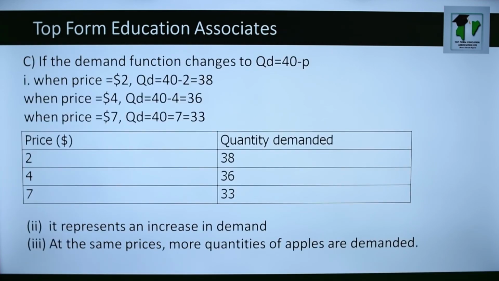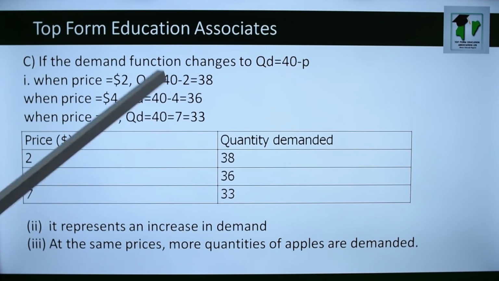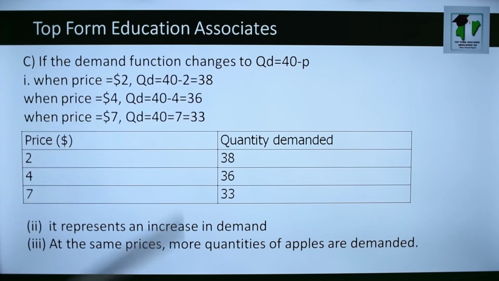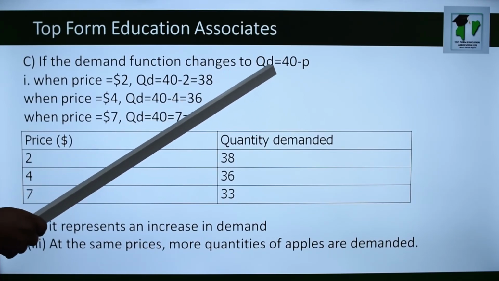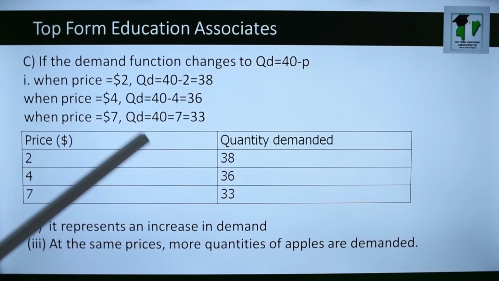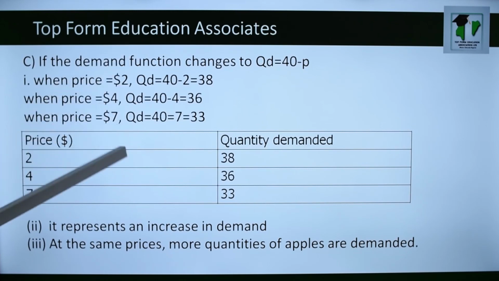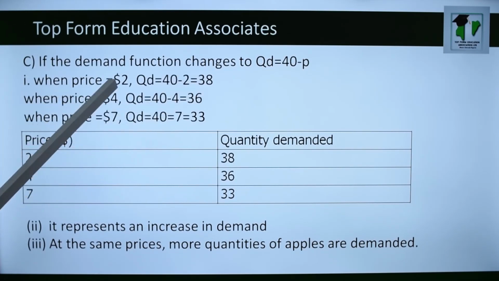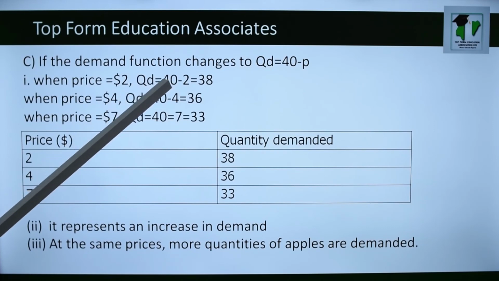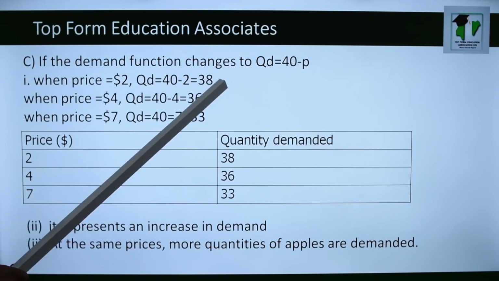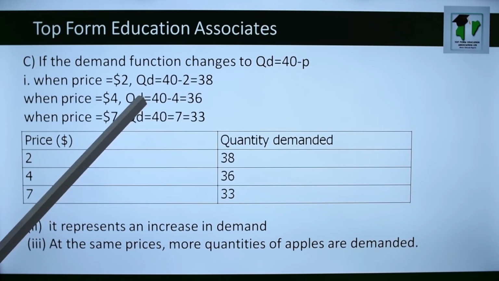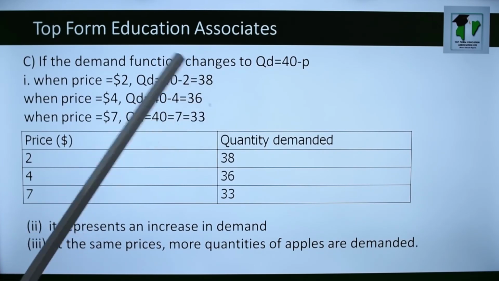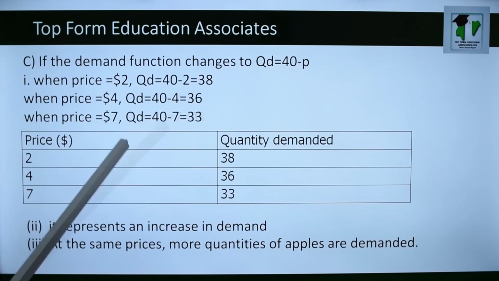C, if the demand function changes, instead of QD being 30 minus P, it is now QD equal to 40 minus P. And you are asked, using the same old prices, compute the new quantity demanded. So when the price is $2, quantity demanded will be 40 minus 2, which is 38. At $4, quantity demanded will be 40 minus 4, 36. At $7, quantity demanded will be 40 minus 7, which is 33.